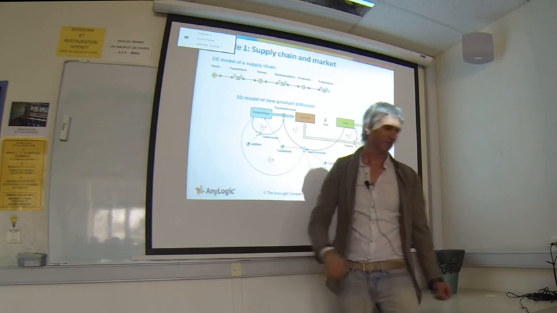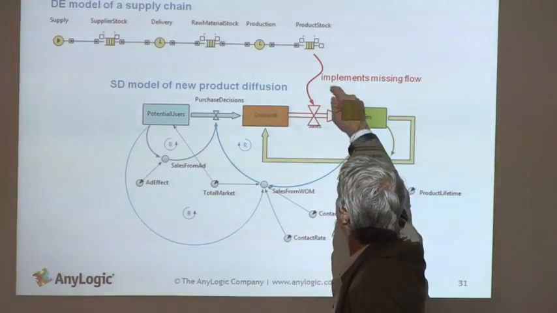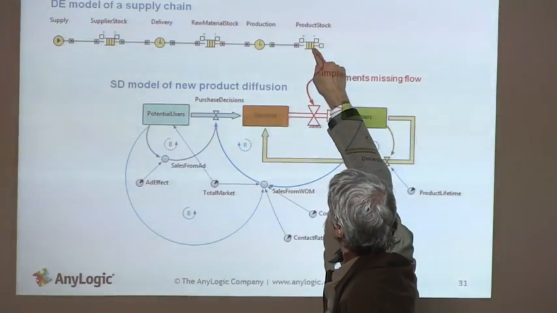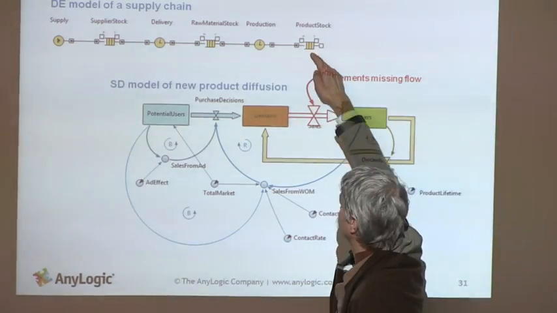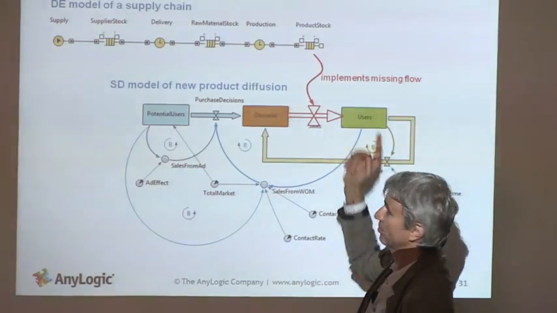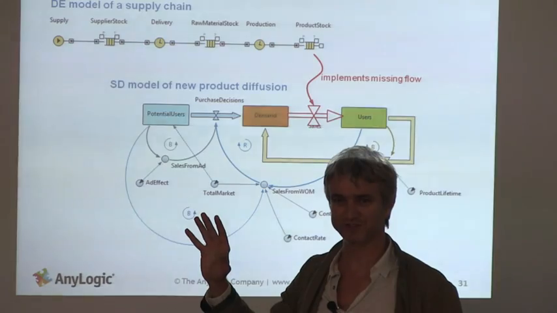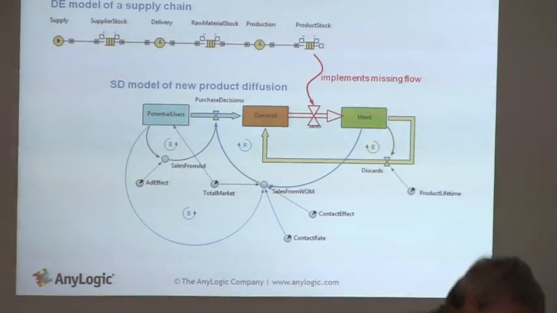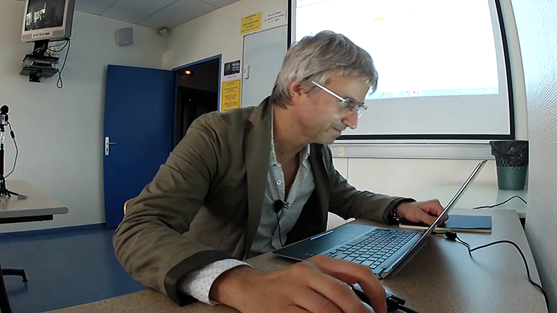Okay? So in the model, I'll briefly show you now, the arrival of the product to this queue on the discrete side will generate a unit jumping from the demand stock to the user stock. Does that make sense? I mean the architecture. More or less. Okay. The model looks like this.